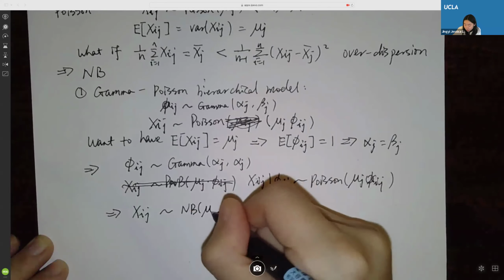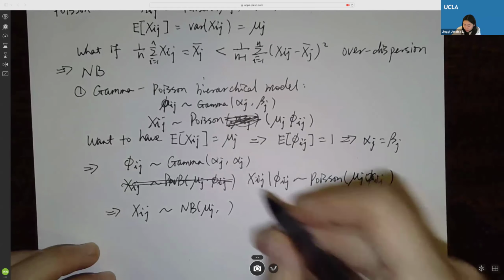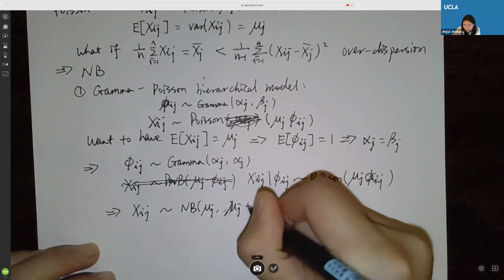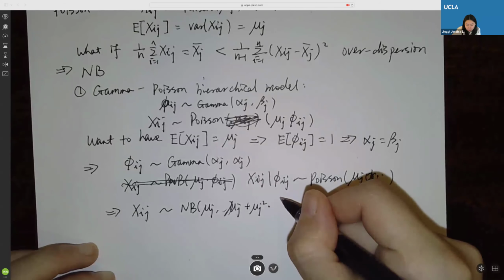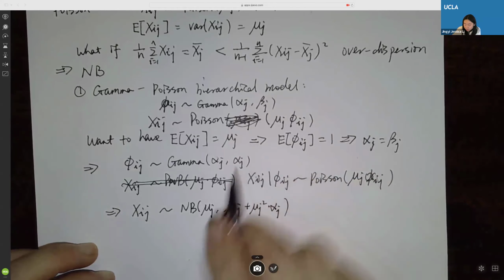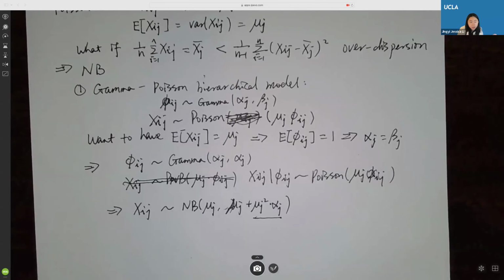And the first parameter is just mu j. And the second parameter, depending on the dispersion, is something, maybe I can write it out, but it's basically mu j plus mu j squared times, I think it is alpha j, but I might be wrong on this one. So I'm just saying that the variance of the negative binomial is bigger than the mean since we have this additional positive term added to it. So this can explain why the negative binomial has a bigger variance than its mean. So the gamma-Poisson derivation is the first way to define what a negative binomial distribution is.